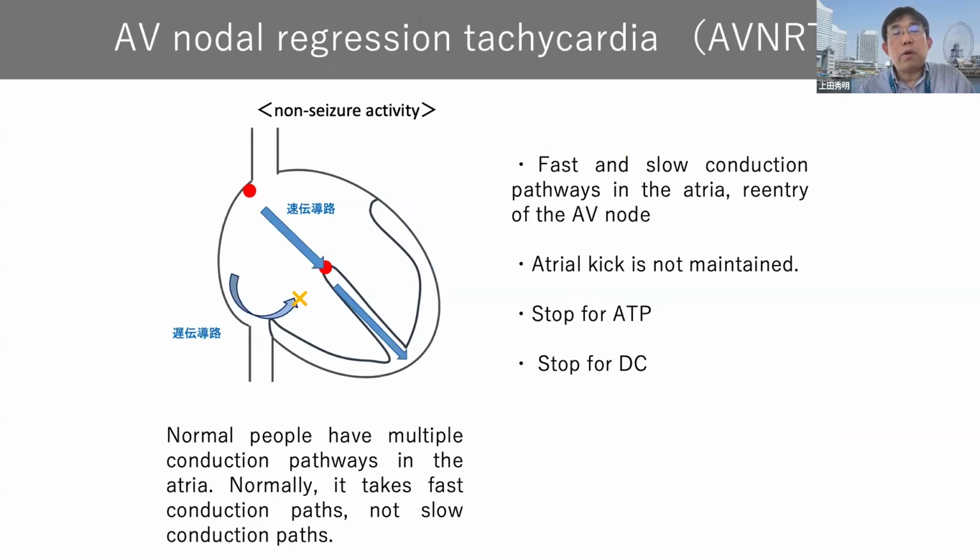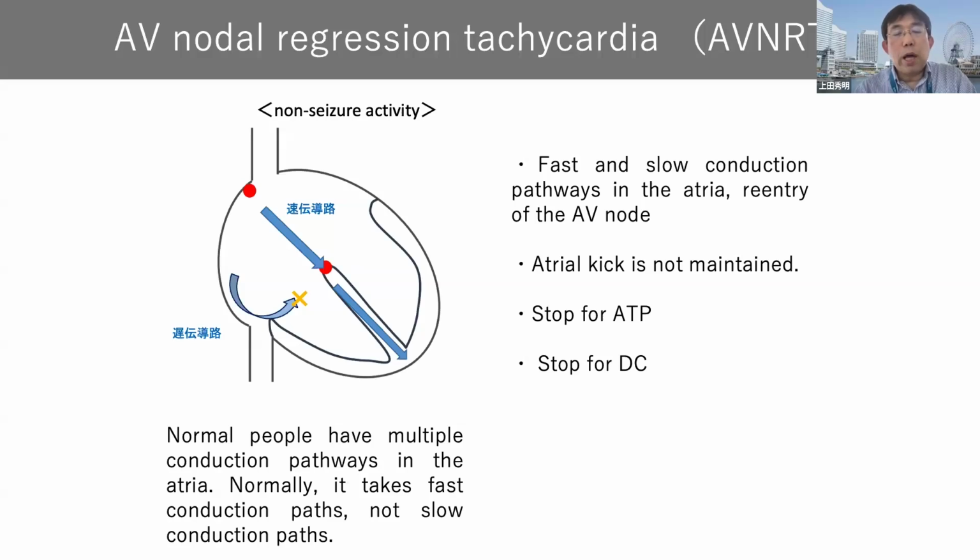So what about AV nodal reentrant tachycardia? We call it AVNRT. These are the two common types of SVT: one is AVRT and the other is AVNRT. This is mostly known in adult cases. There are always fast and slow conduction pathways, which means there is a reentry in the AV node, and the atrial rate is not maintained. Also, it will stop with ATP and stop with disopyramide.